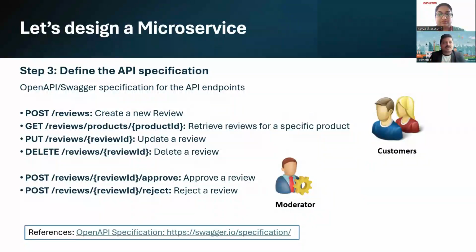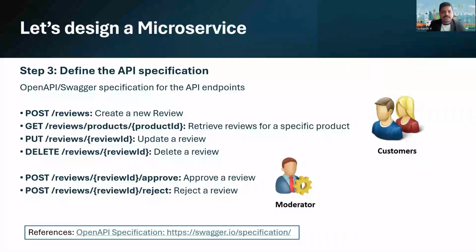Once you have the data model, you would then define API specifications. So OpenAPI, given as a reference here. If you look at the swagger.io specifications, this is the OpenAPI specification, which is a standard that we all use to create these REST APIs. So the first thing is we design APIs, and then we implement APIs.